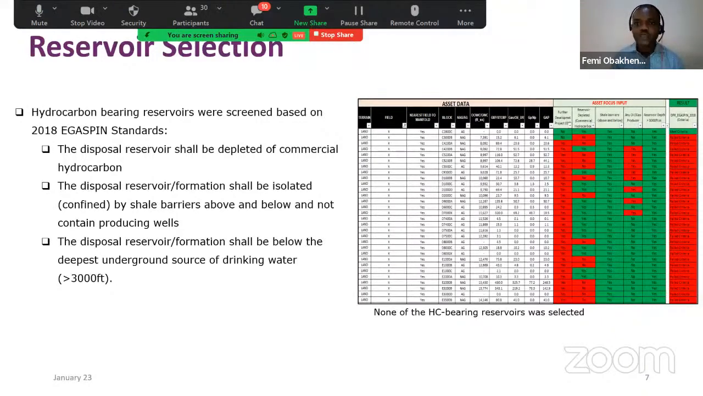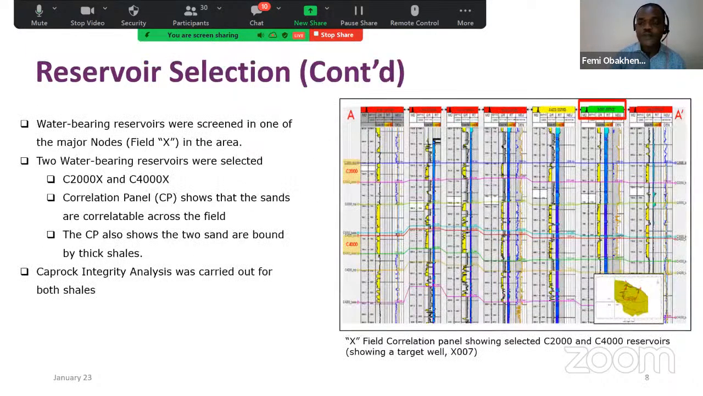Anyone that passes is a potential water disposal reservoir. Unfortunately, like you see in this table, most of the hydrocarbon producing reservoirs did not pass. That was because most of them still have commercial hydrocarbon, even though they met the last 2 conditions. So the next thing we did was to discuss again with the regulators, and we settled for a water-bearing reservoir.